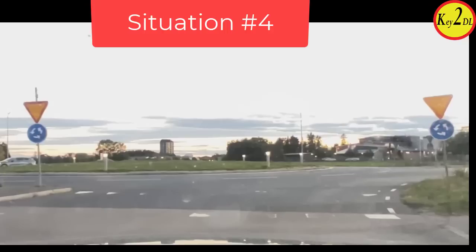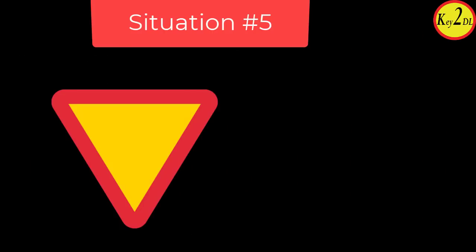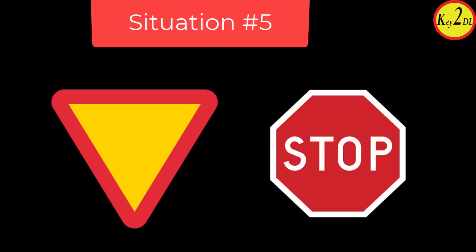Situation number 4, in roundabout driving, or when you are entering into a roundabout, you don't have to give way to the right side car, but it is just the opposite, you have to give way to the left side car in a roundabout. So just remember, in roundabout driving, the right hand rule doesn't apply. Other places, situation number 5, where you see a yield sign or a stop sign, then you have to give way to the traffic or stop there.